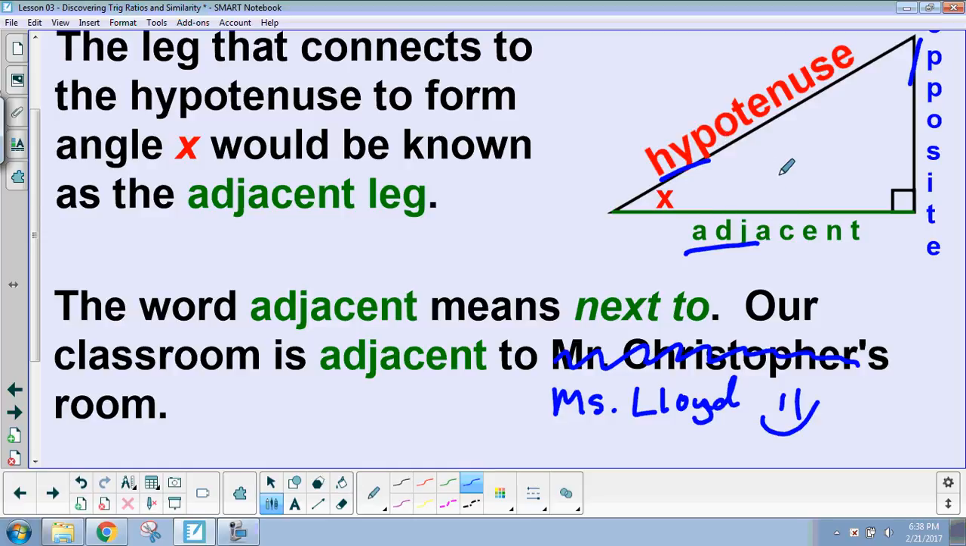Anyway, going back to what I said, I'm going to use abbreviations OPP, HYP, and adjacent, or ADJ, to label these things. Labeling is important because that's how these trig ratios fit in because of these labels.